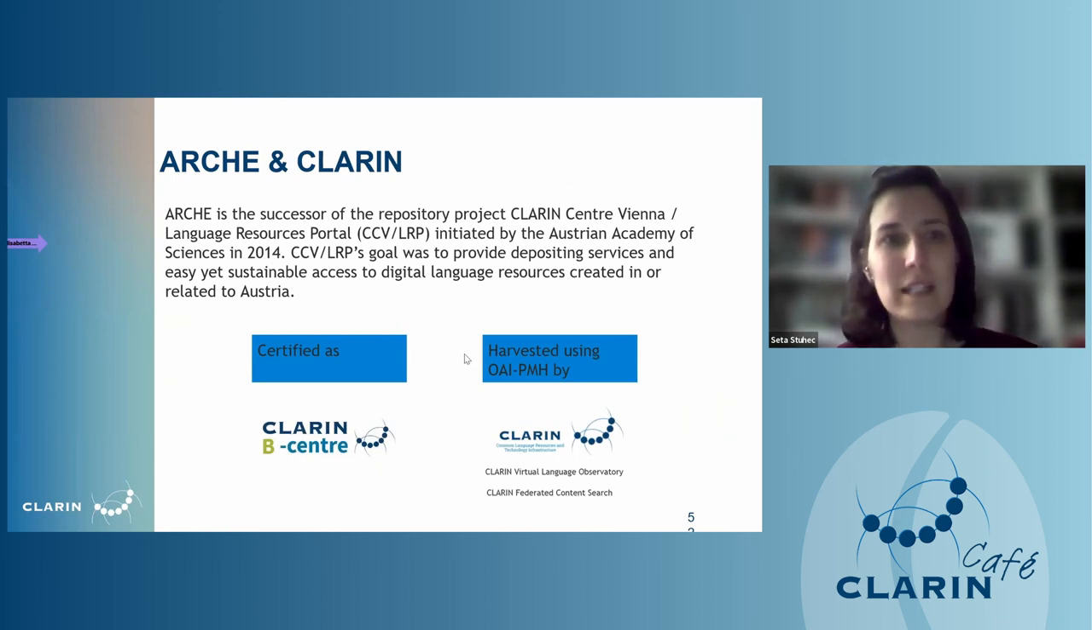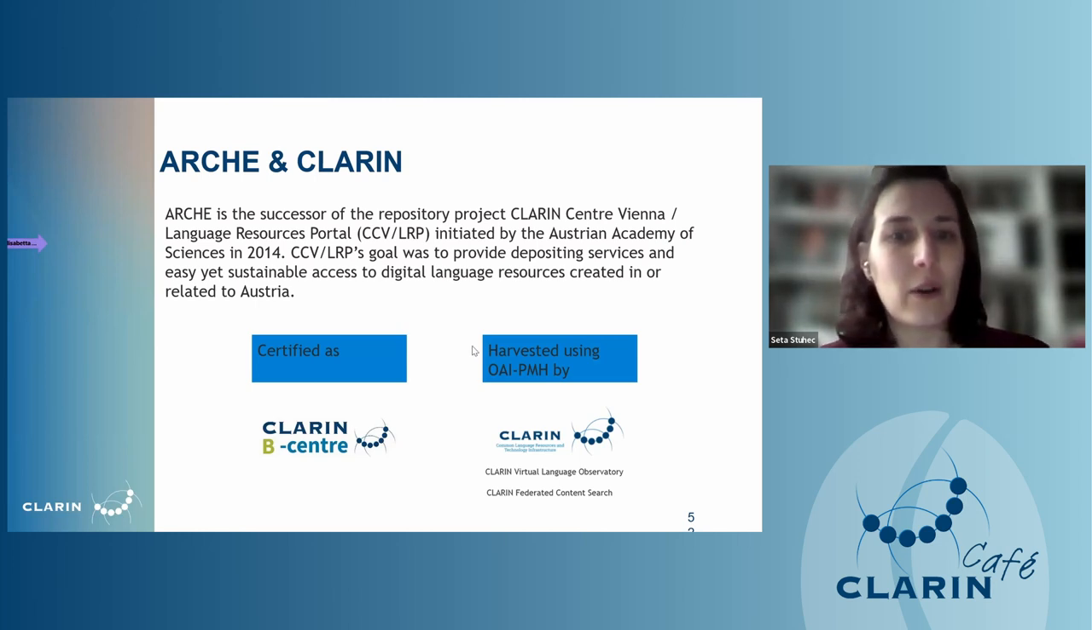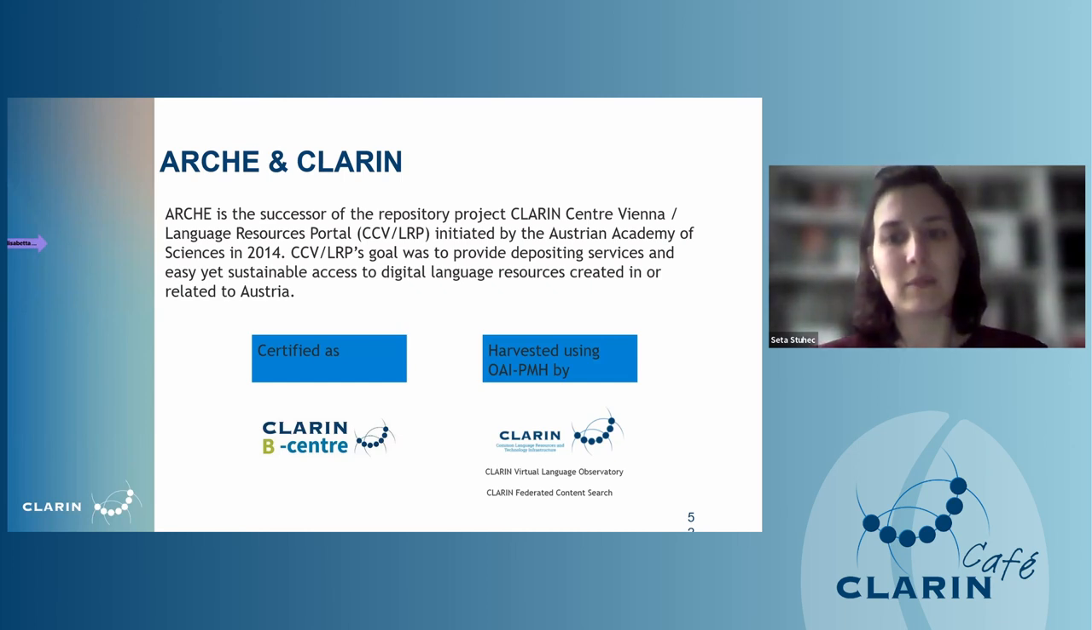So ARCHE is also quite linked with CLARIN, because in its very beginnings it was the project of the CLARIN Center of Vienna, especially for language resources. And then in 2017, it expanded. So now we don't accept only language resources, but also all humanities data. And our connection at the moment, as mentioned, is that we are a CLARIN B Center, and also the data and metadata get harvested by CLARIN. So we have two options for how we deliver: one is to the Virtual Language Observatory, and one is the Federated Content Search for on-the-fly search in the corpora.